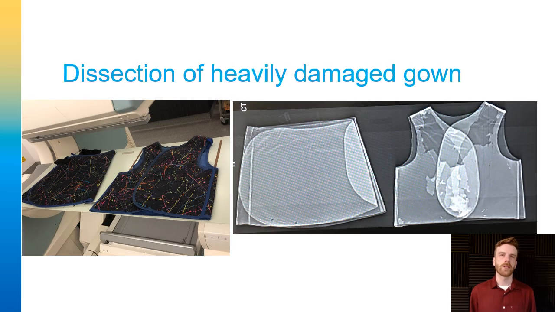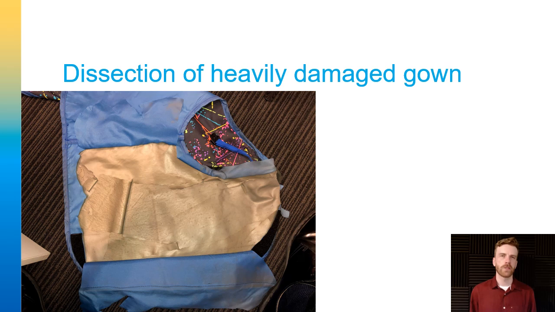Alright, so I mentioned earlier that this heavily damaged gown served as the motivation for this talk, and that's because I dissected it to see what was going on. I was surprised to find that there was not one but two layers in the front, and it was only the interior layer that had fallen down. The outer layer was still completely intact.